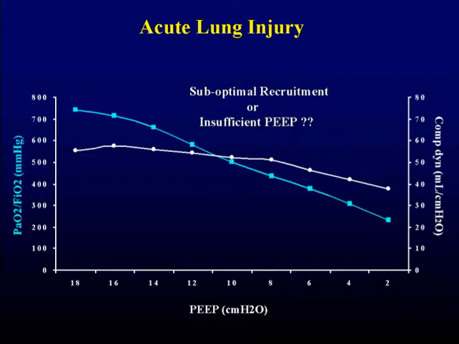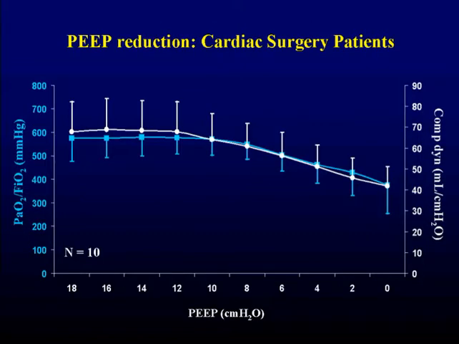So whenever we saw this pattern, that is a continuous reduction, even if starting from high levels of PEEP, a continuous reduction in oxygenation and in compliance always meant one of these two possibilities. Either we didn't reach the opening pressures of that specific lung, or the PEEP level chosen for starting the trial was not high enough.